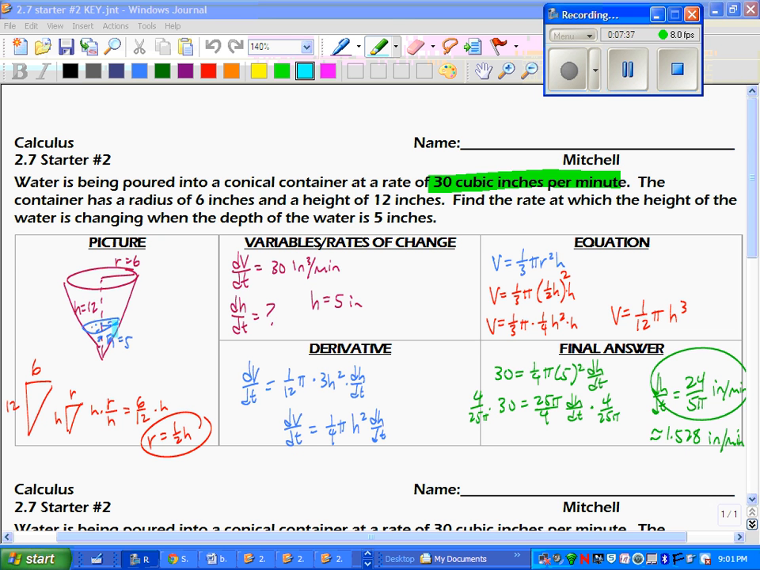So we have our cone here. Height is 12, radius is 6, and the water level is at 5 inches. So we've got height here, 5 inches, and our variables that we know. It tells us that there's water being poured into the container at a rate of 30 cubic inches per minute. So we know that's going to be our change in volume with respect to time. So 30 cubic inches per minute. We want to find the rate at which the height of the water is changing when the depth of the water is 5 inches. So we're trying to find dh/dt.